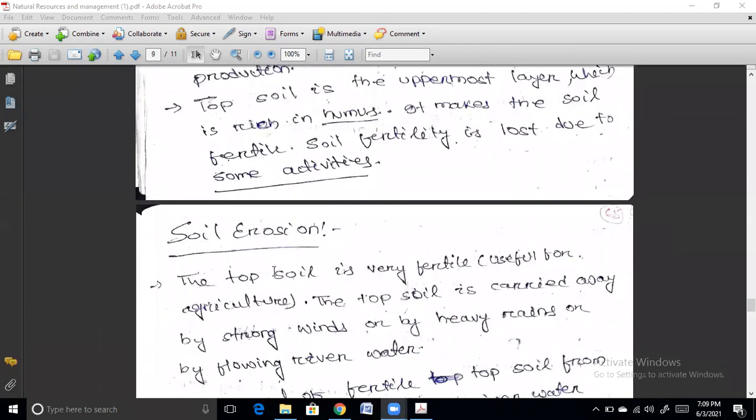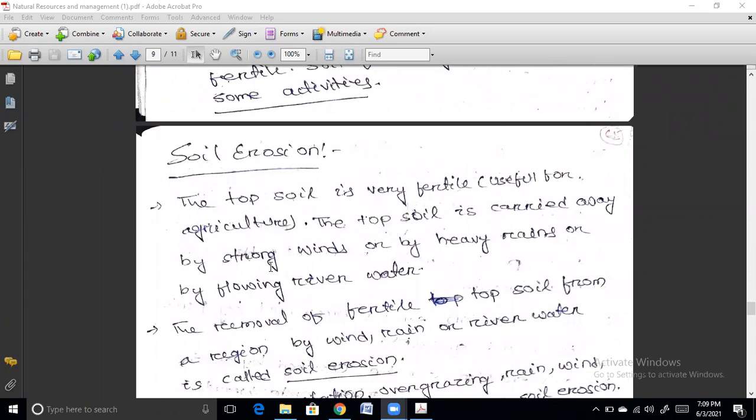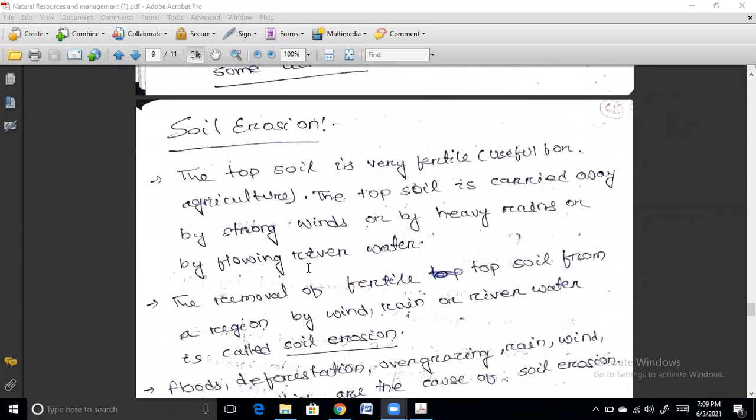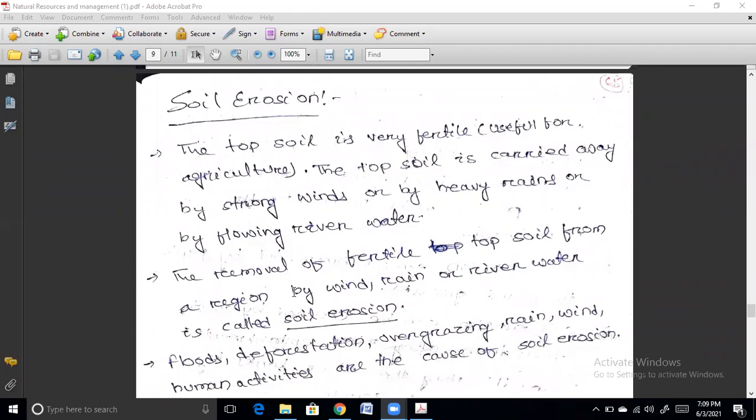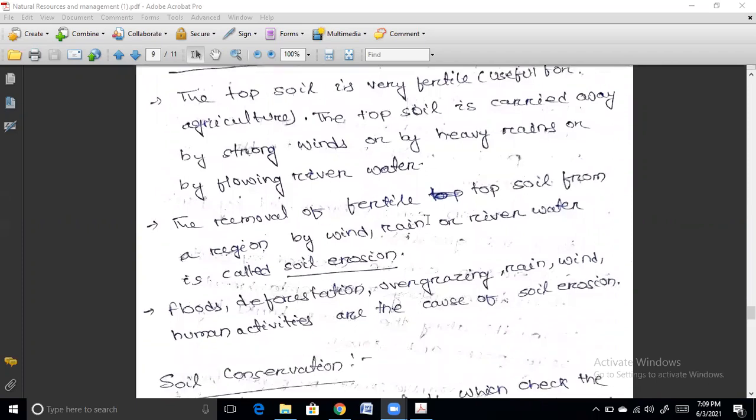Then, what is soil erosion? The topsoil is very fertile, and the topsoil is carried away by strong winds. By heavy rains, or by flowing river water, the topsoil can be washed away. So the removal of fertile topsoil from a region by wind, rain or river water is called soil erosion.